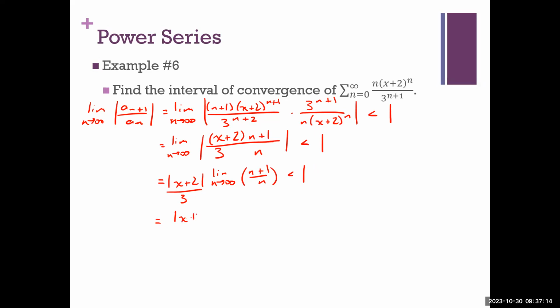So I have this thing here: the absolute value of x plus 2 over 3 is less than 1. Which implies what? The absolute value of x plus 2 is less than 3. Now I can write this as a branching, like we have 3 different branches here, so -3 is less than x plus 2, which is less than 3. So I get -5 is less than x, which is less than 1.